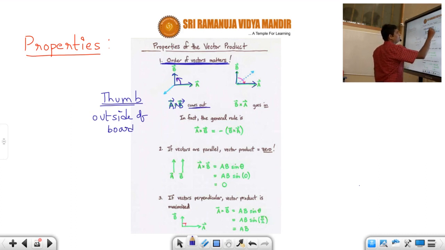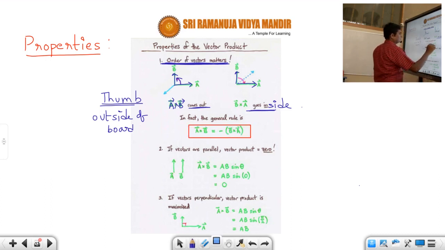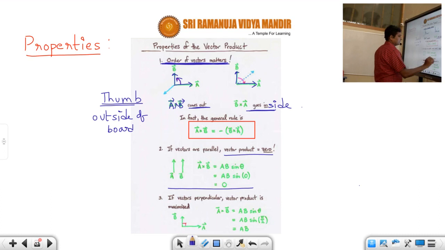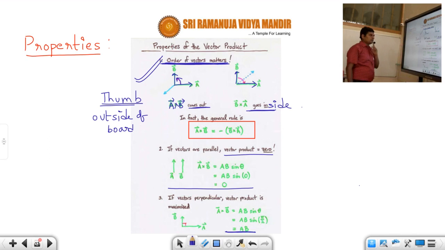And if you are going from B to A, that means you start from B and go towards A, then the thumb is towards the inside, students. So this is one of the most important properties, according to which A bar cross B bar is equal to minus of B bar cross A bar. This is a very, very important result, students. And if two vectors are parallel, the vector product is 0. This is the standard result. And if two vectors are perpendicular, the vector product is maximum. So these are some of the properties. The most important thing is the direction of the vector product, students.